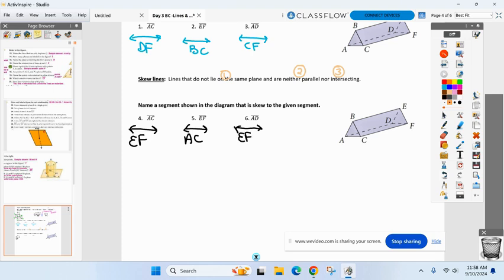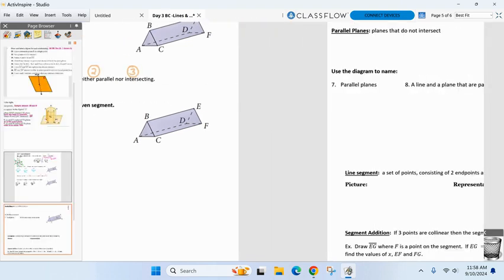Oh, never mind. I thought 4 and 6 were the same thing. Any questions? All right. So we're okay with skew lines.